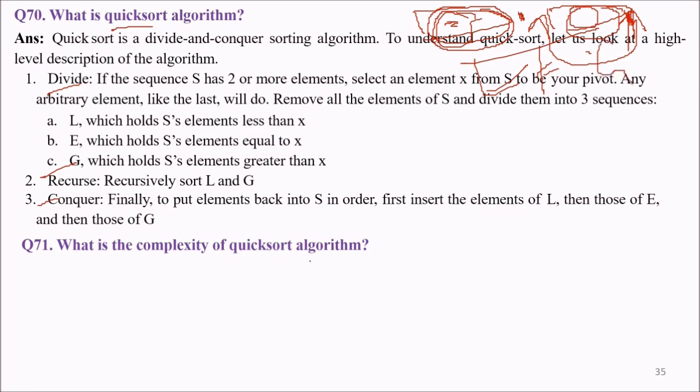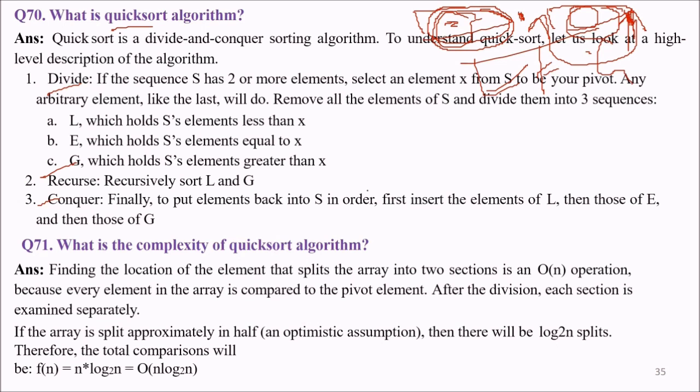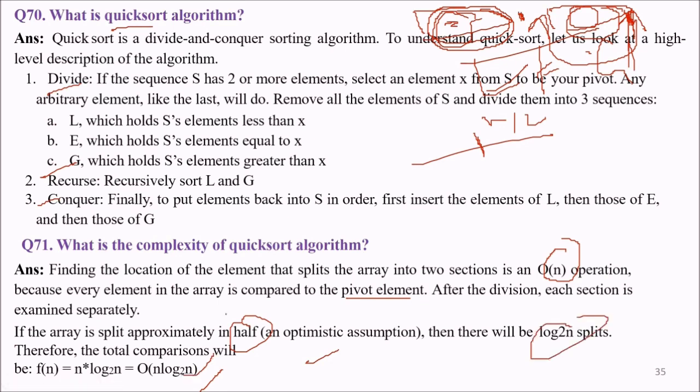What is the complexity of the quicksort algorithm? Quicksort is also partitioning. If the partitioning is exactly n by 2, the complexity will be like merge sort, order of n log n. Finding the location of the element that splits the array into sections is an order n operation, because every element in the array is compared to the pivot element. After the division, each section is examined separately. The array is split approximately in half, which is an optimistic assumption, of course. There will be log n splits, so the total comparisons will be order of n log n. Otherwise, if it is not half, then the complexity of quicksort will be order of n squared.